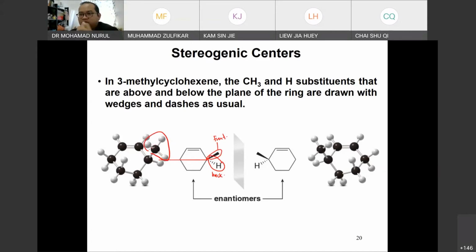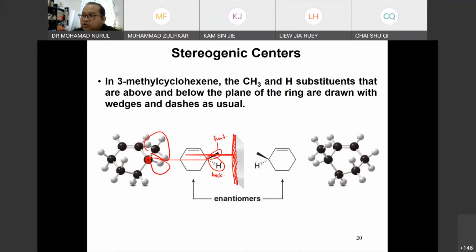Pointing toward you. So for this carbon, it is at the back, pointing away from you. And we put a plane of symmetry here, a mirror. Okay, it's not a plane of symmetry, it's a mirror.